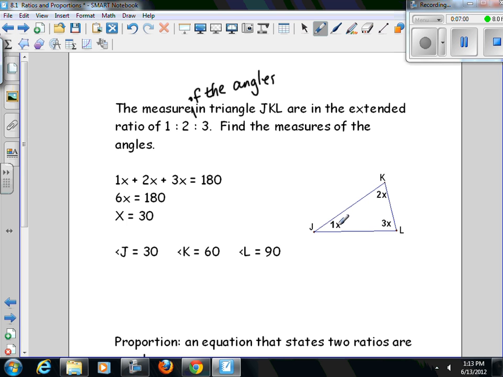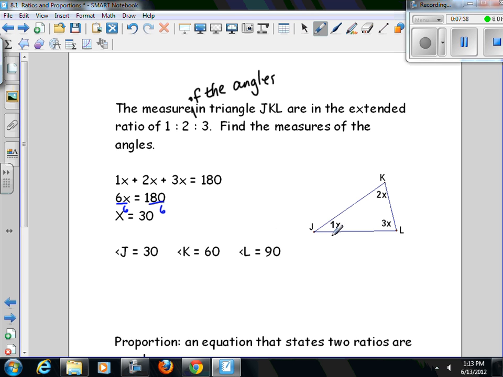So that's the same thing as saying one angle is equal to 1x, one angle is 2x, and the third angle is 3x. That's all that means. Now we know that all of the angles in a triangle have to add up to 180 degrees. So if I add 1x plus 2x plus 3x, I get 180. That just gives me an equation to solve. Combining my x's on the left, I have 6x equals 180. And then, dividing each side by 6, I get that x is 30.